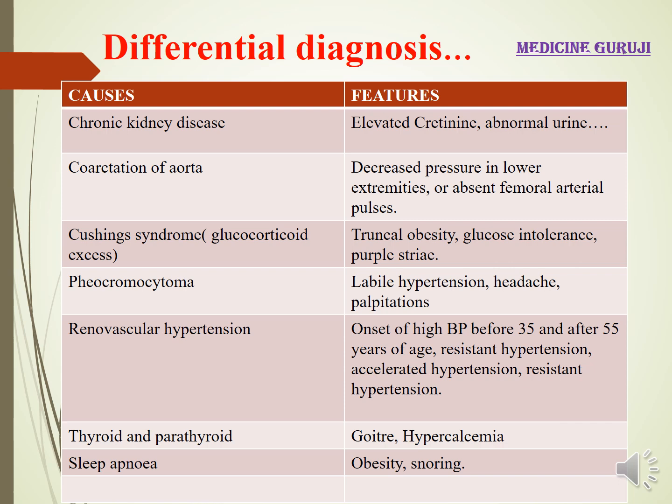pheochromocytoma. There is labile hypertension, headache, palpitations, renovascular hypertension, onset of high BP before 35 and after 55 years of age. The hypertension is resistant, accelerated hypertension, thyroid and parathyroid, goiter, hypercalcemia, and sleep apnea, leading to obesity and snoring.